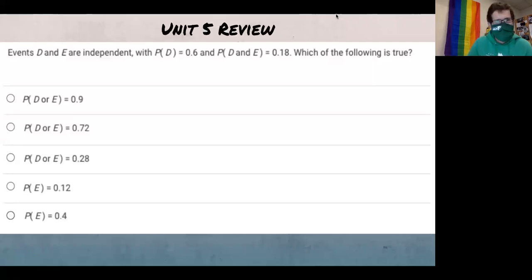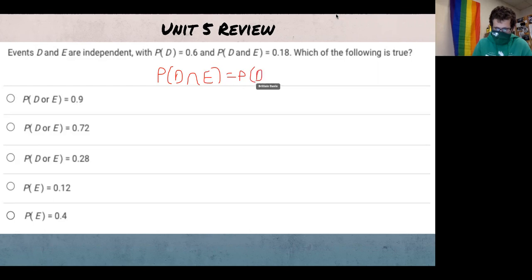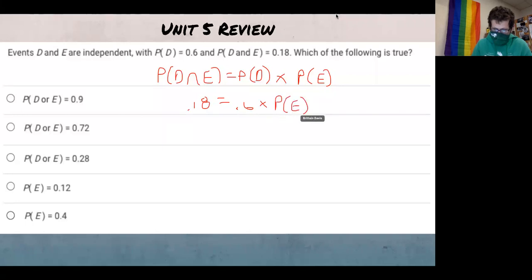The events D and E are independent, which means that when two events are independent, the probability of D and E will equal the probability of D times the probability of E, and no conditional probability comes into play. We already know that the probability of D and E is 0.18, and the probability of D is 0.6, which means the probability of E, we can quickly find out, is 0.3.